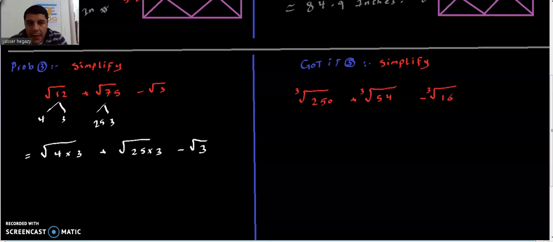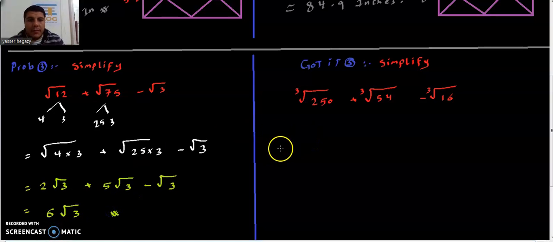Take the square root of 4 outside the root, so it will be 2 the square root of 3, plus 25 outside, it will be 5 the square root of 3, minus the square root of 3. Now it's easy for me to add or subtract as they are from the same family. The square root of 3 is the same radicand and the same index. 2 plus 5 is equal to 7. 7 the square root of 3 minus the square root of 3 will be 6 the square root of 3. And that's it.